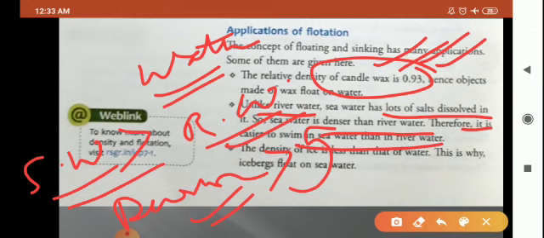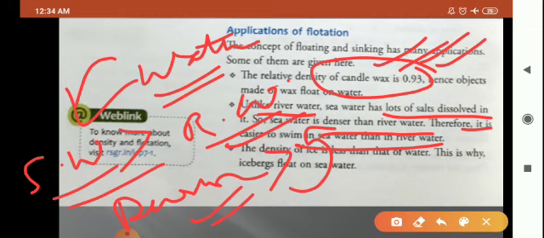If we throw any bottle over the surface of the sea water, in sea water it will float. Reason? Sea water is denser than that bottle. Whereas in river water, if it is pure water, it depends upon the density of that bottle also. If that bottle is heavier than that water, it may sink, and if it is lighter, it may float.